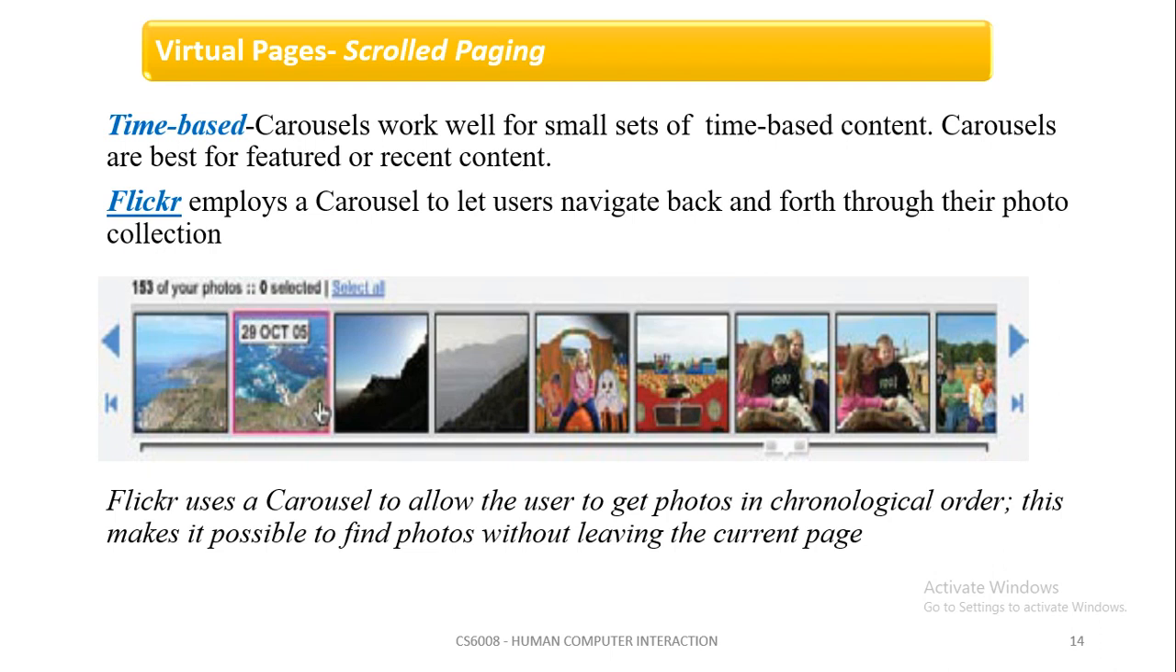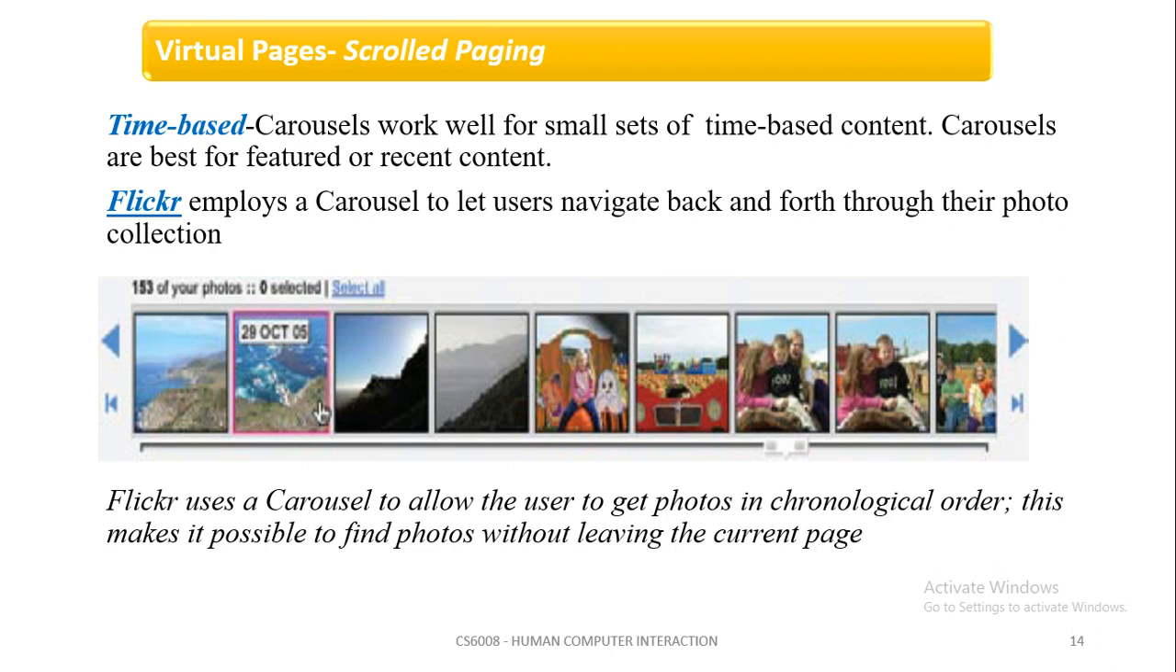Time-based carousels work well for a small set of time-based content, and are also well suited for featured or recent content like photo collections, which is used on the Flickr website to navigate back and forth through the photos. Flickr allows the user to get the photos in chronological order, that is, the user can find the photos without leaving the current page. It is like in a smartphone, after capturing photos through the camera, the photos are stored according to the date and time.